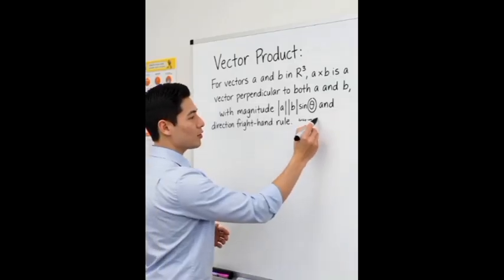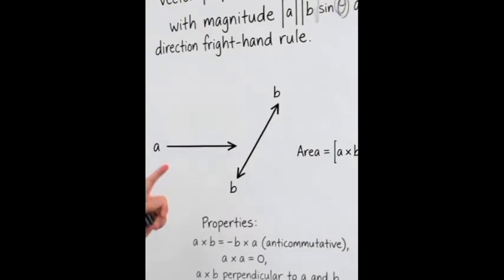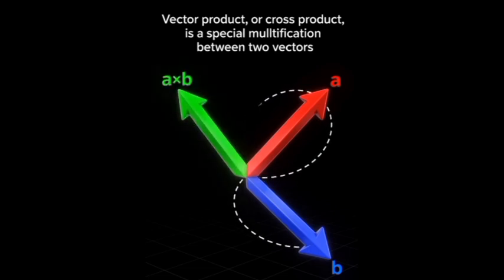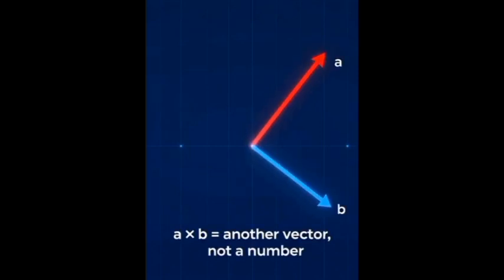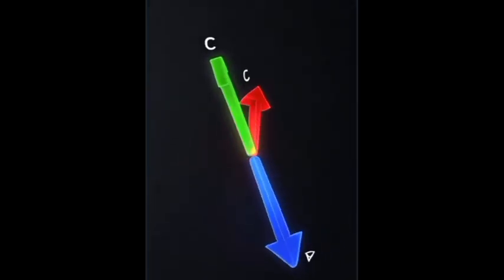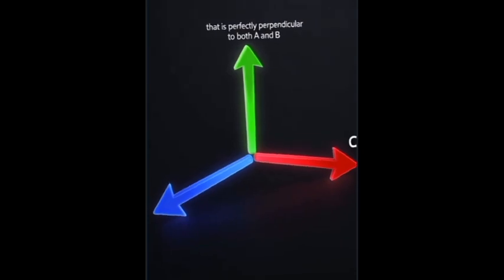Do you know what is vector product? Vector product, or cross product, is a special multiplication between two vectors. When you multiply two vectors using vector product, the result is another vector, not a number. That new vector is perpendicular, 90 degrees, to both original vectors. If you have two vectors A and B, their vector product gives a new vector C that is perfectly perpendicular to both A and B.